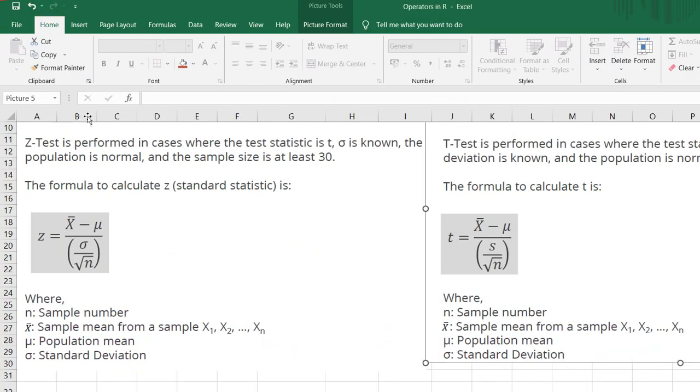So Z test is performed in cases where the test statistics is T and the standard deviation sigma is known. The population is normal and the sample size is at least 30. So the formula to calculate Z test is Z statistics is this one. Okay, so we all know this formula. So how to apply this formula?